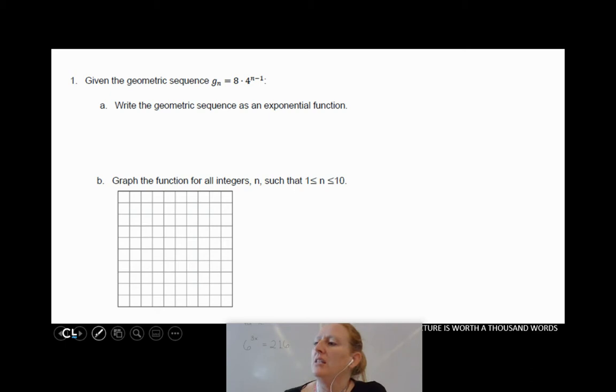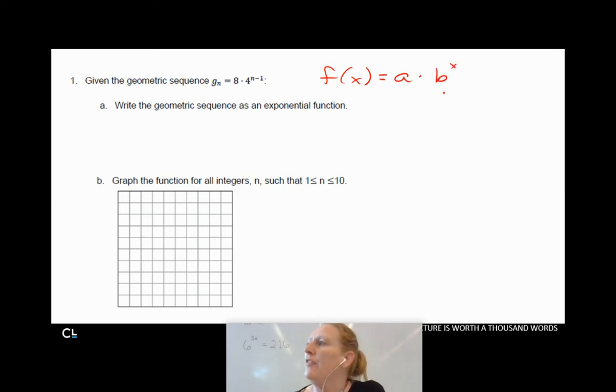So we're given this geometric sequence, g sub n equals 8 times 4 to the n minus 1 power. And what we want to do is start by writing our geometric sequence as an exponential function. Now remember, exponential functions look like a times b to the x power. And the b is pretty easy, because the b is just our constant ratio. That's really easy to find. The trick was finding that a value.